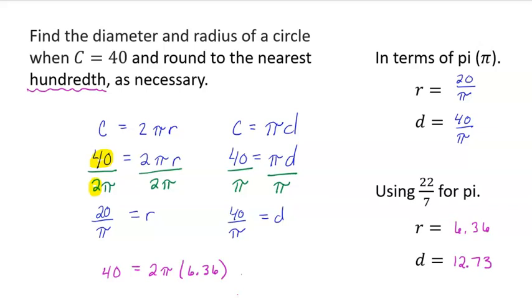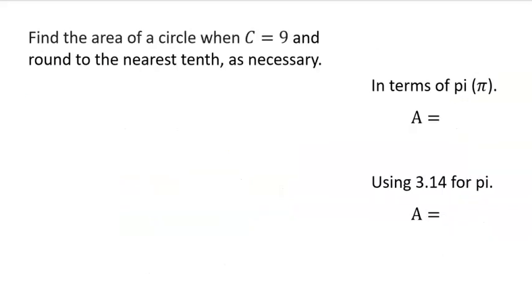The same thing if I was looking at pi d, it would be this 12.73 times pi, which is 3 and some change, and that would give me something around 40.